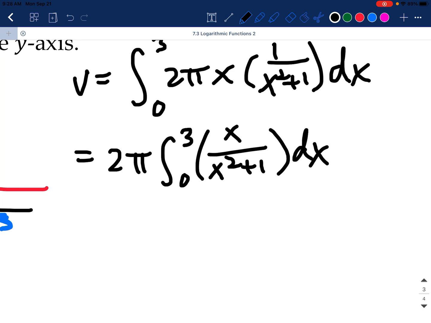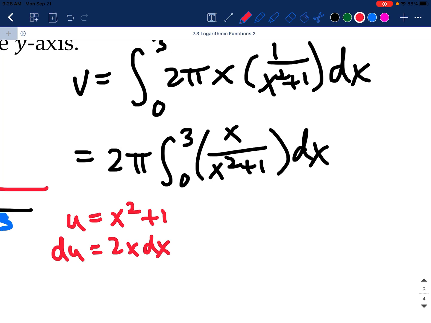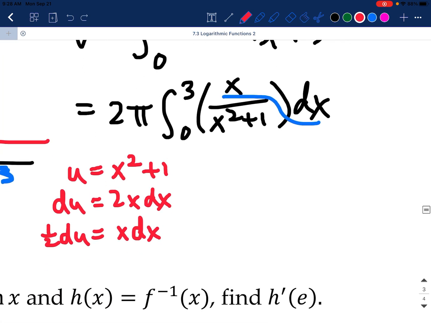So we don't have a natural log to start with, but clearly we're going to have to use a u substitution, and it seems like that's where our logarithm is going to come from. So if we let u equal x squared plus 1, du is equal to 2x dx, which means 1/2 du is equal to x dx. So x dx is going to be substitutable, but we also need to change our limits. So if x is equal to 0, u is equal to 1. And if x is equal to 3, u is equal to 10.